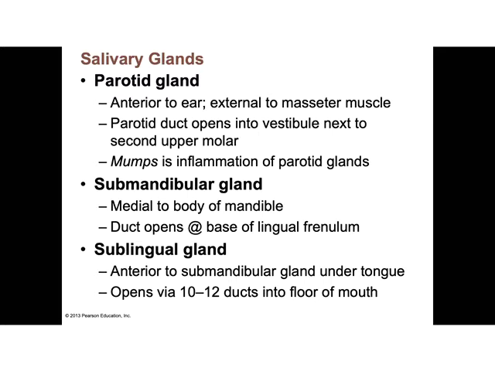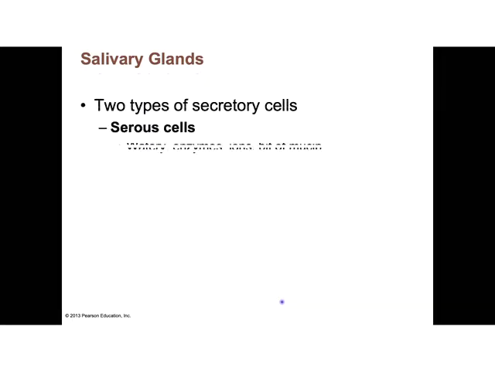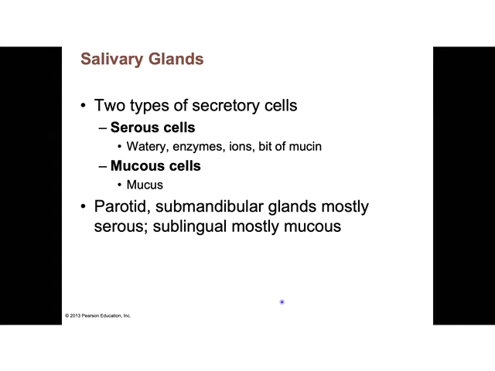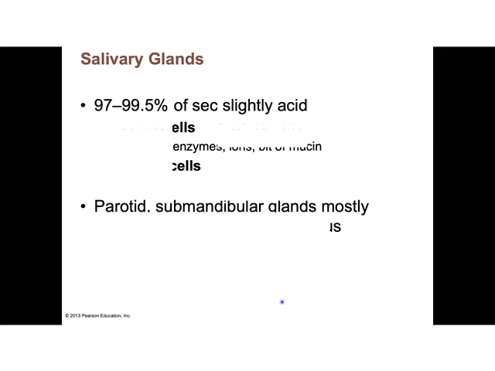The submandibular is medial to the body of the mandible, and the ducts open at the base of the lingual frenulum, and the sublingual is anterior to the submandibular under the tongue and opens through ducts on the floor of the mouth. The different types of cells include serous cells that generate a watery enzymatic secretion, and then the mucus cells that produce the mucus. Parotids and submandibulars generate serous secretions, and the sublingual is mostly a mucus secretion.